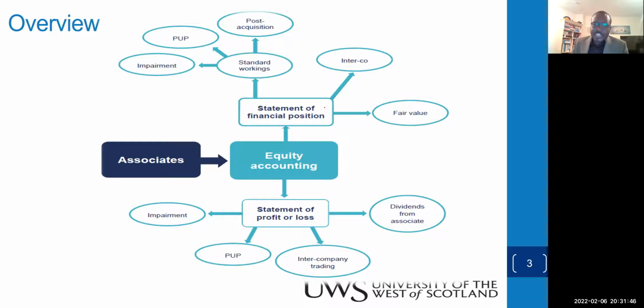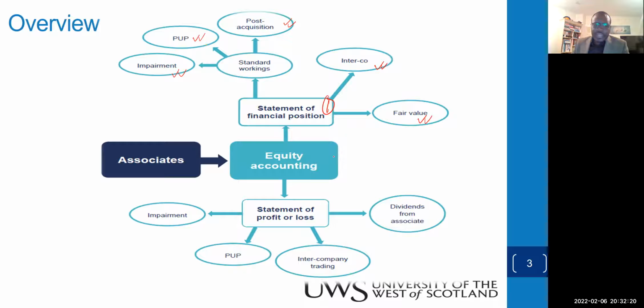So first, statement of financial position. What do we look at? There could be intercompany transactions. How do we treat them? What is the rule? What about fair value adjustment of the assets? What is the rule about that? Now the standard workings are just three. Looking at post-acquisition profit elements and what is due to us as parent. Are there any impairments in our investment in this associate? How do we treat it? What if there's any trading between the parent and the associate? What do we do? Those are the simple standard workings that we'll be looking at.